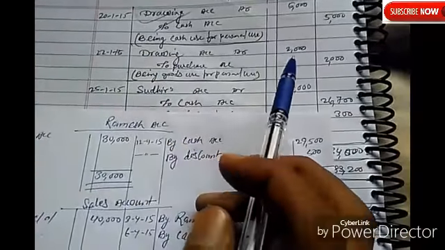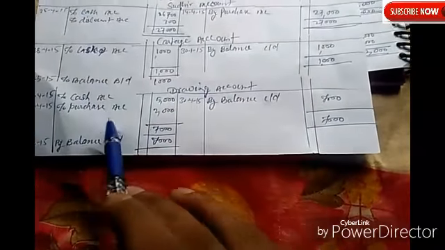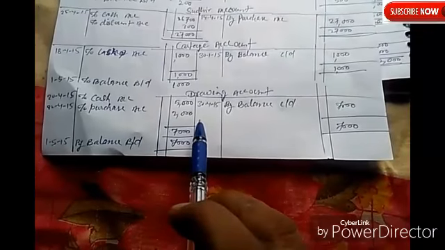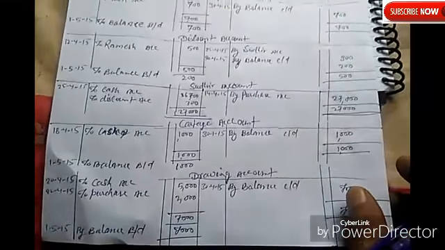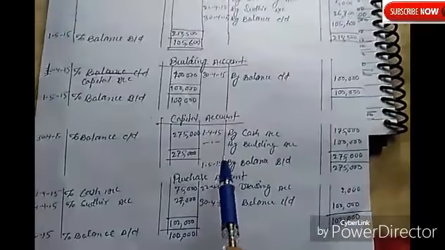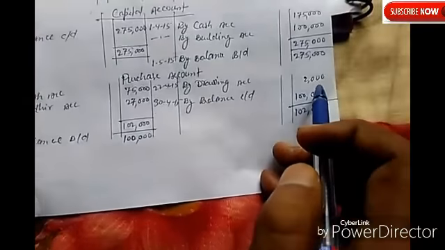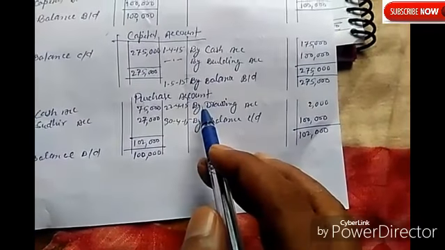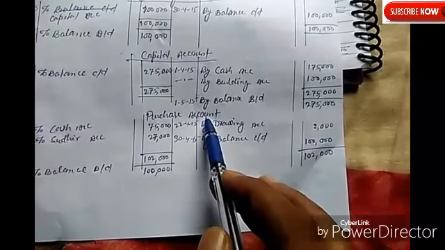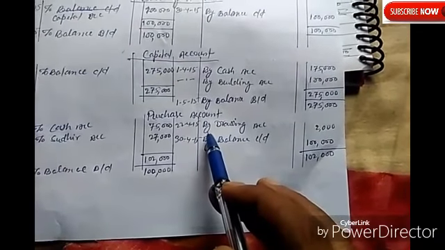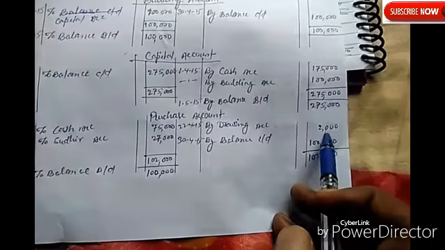Now see another transaction, one more on 20th, drawing account debit 2000 to purchase account. So on the drawing account we will put to purchase account 2000, and we will see one more here, the purchase account. In the purchase account there will be one drawing account 2000, because purchase is a debit side. So instead of purchase we will put the drawing account debit 2000. Now see that is also done.